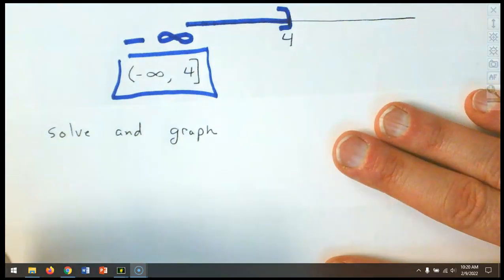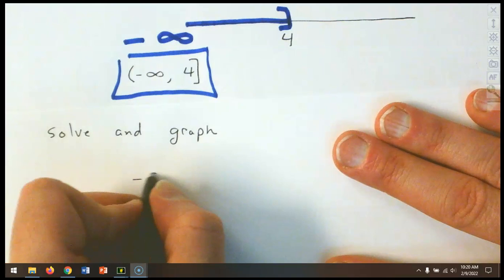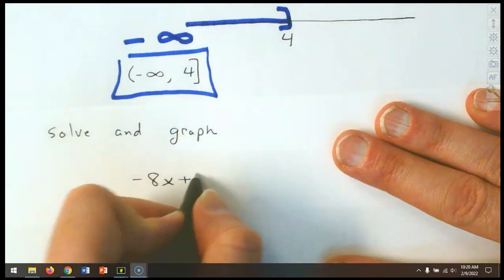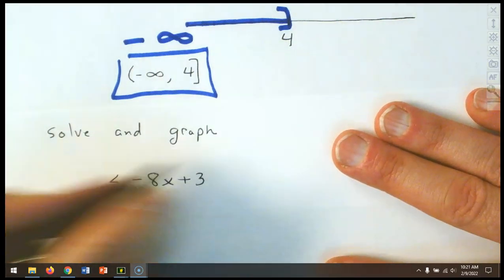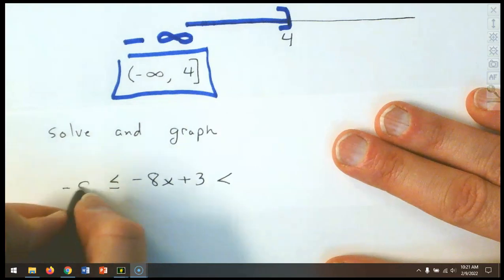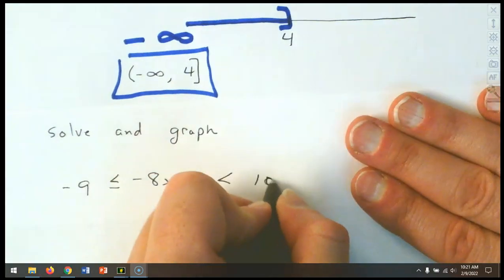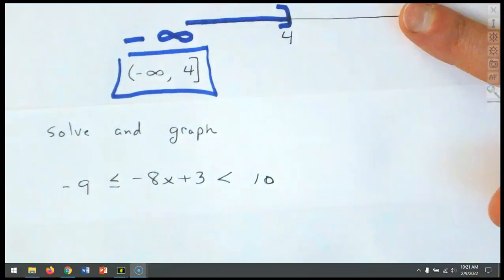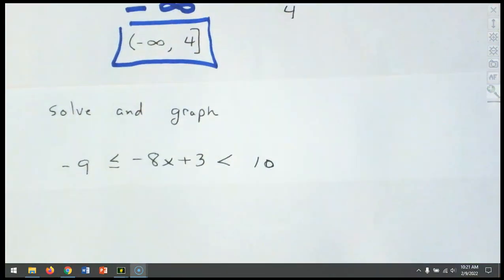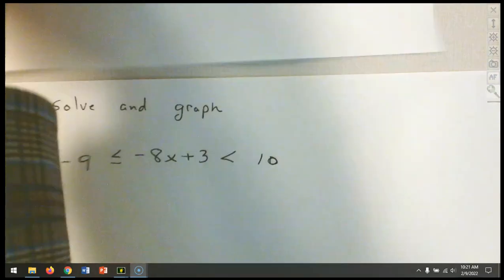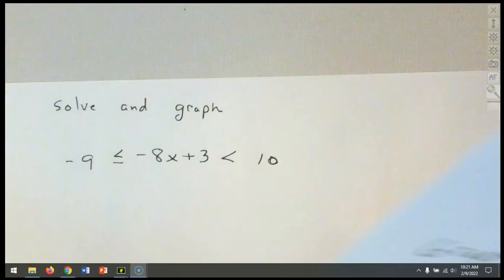And how about we do a three-part inequality? How about minus 8x plus 3 in the middle? And let's use a negative 9 on the left and positive 10 on the right. Okay, so we're going to go ahead now and solve and graph this one.